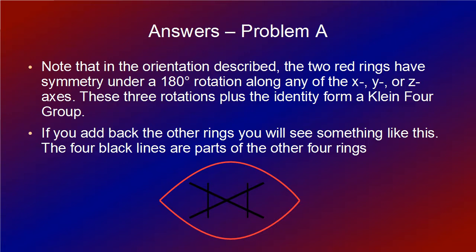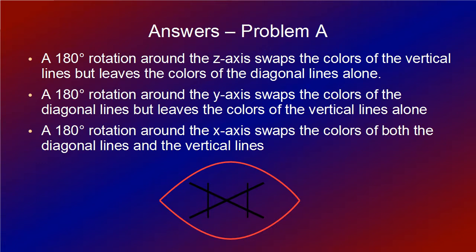The 4 black lines are part of the other 4 rings. Now let's make an interesting observation, which is the key to solving this problem. A 180-degree rotation around the z-axis swaps the colors of the vertical lines, but leaves the colors of the diagonal lines alone. A 180-degree rotation around the y-axis swaps the colors of the diagonal lines, but leaves the colors of the vertical lines alone. A 180-degree rotation around the x-axis swaps the colors of both the diagonal lines and the vertical lines.